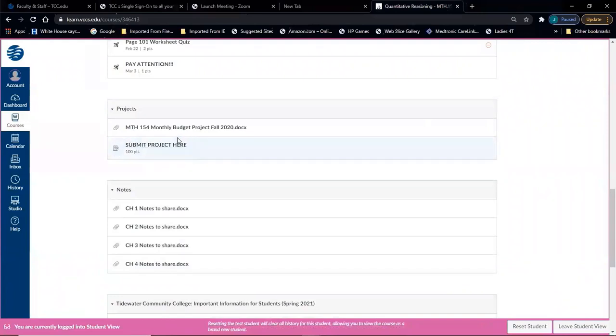This is not auto-graded. I will have to go in and grade these, so it'll probably be a week and a half before I get to these, because I get a lot of projects all at once and they are time-consuming to grade. So please be patient with me in that regard.